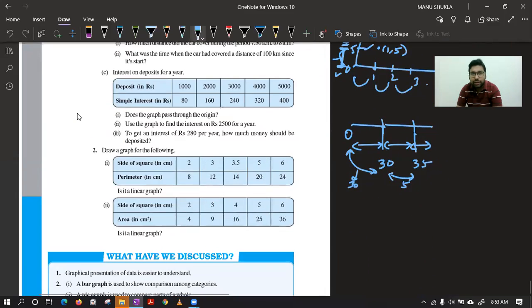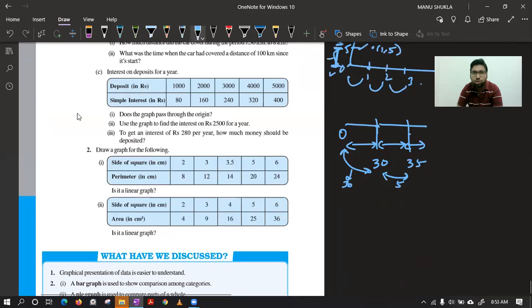Then C part, interest. In this question of interest, they have already given the deposit value and the simple interest value. You must be remembering the example we have done. We assumed some principals, and for that we got the interest. In this case, they have already given us the principal and the simple interest. So you will just plot the graph. On x-axis you will take the principal.